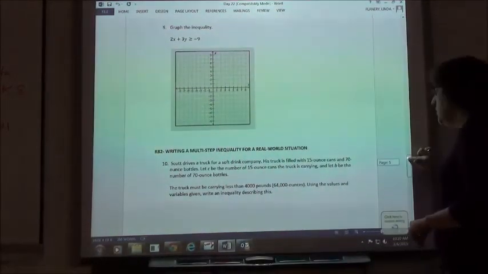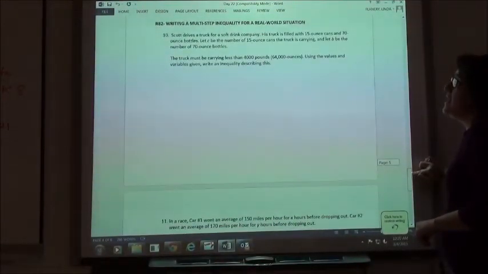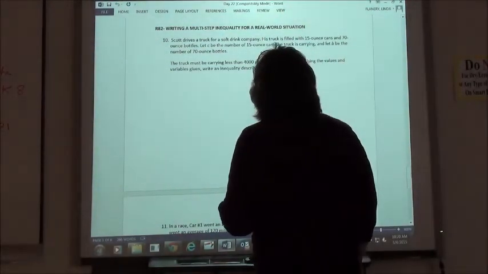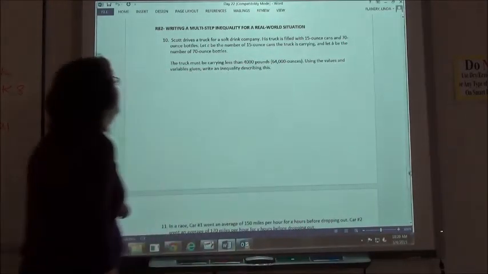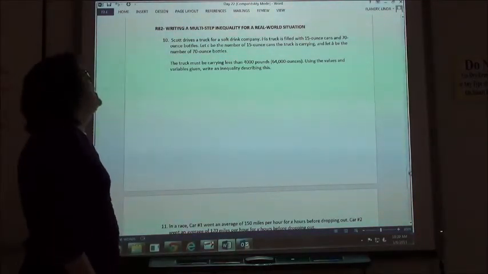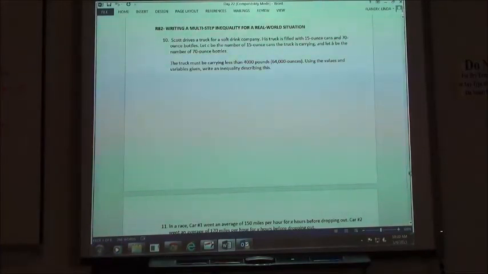The next ones, we are just going to translate these into inequalities. We're not going to do any solving. It says, Scott drives a truck for a soft drink company. His truck is filled with 15-ounce cans and 70-ounce bottles. Let C be the number of 15-ounce cans the truck is carrying. Let B be the number of 70-ounce bottles. The truck must be carrying less than 4,000 pounds or 64,000 ounces. Using the values and variables given, write an inequality that describes what's going on.